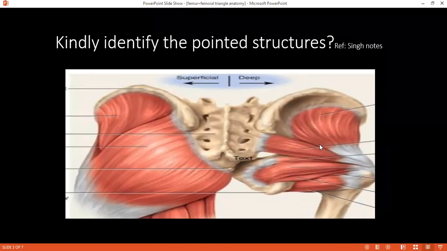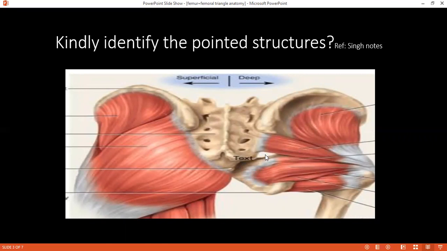Obturator externus. Piriformis. What is the role of the piriformis muscle? What does it do? It divides the greater sciatic notch into upper and lower portions.